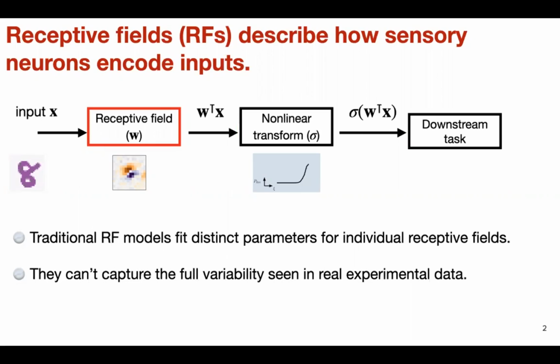We get receptive fields of neurons from experimental recordings, and we build models of them. Traditional receptive field models fit distinct parameters for individual receptive fields. So for every neuron, we have a distinct set of parameters. And moreover, they're deterministic and can't capture the full variability seen in real experimental data.